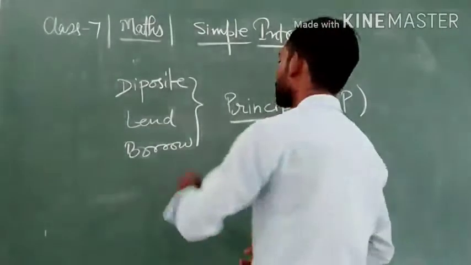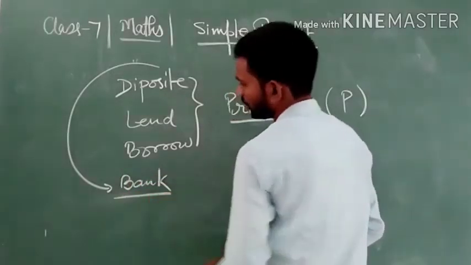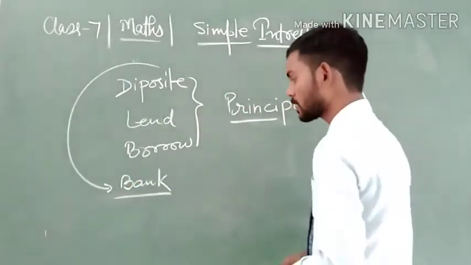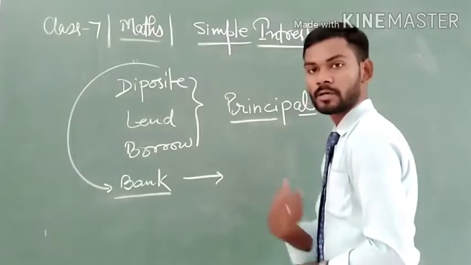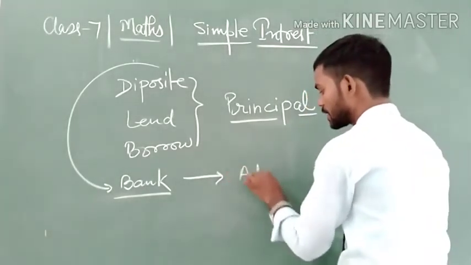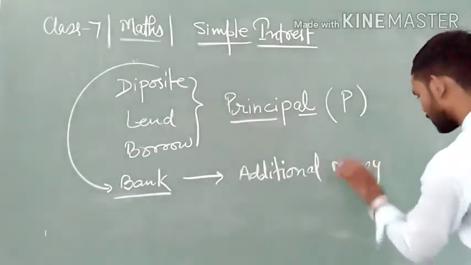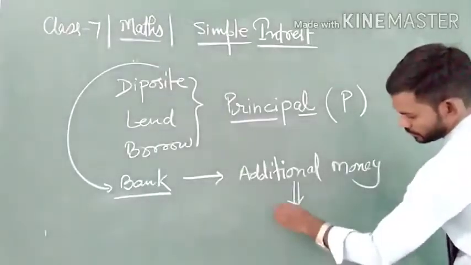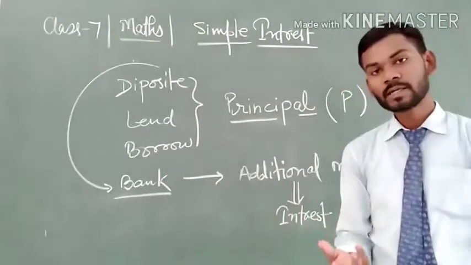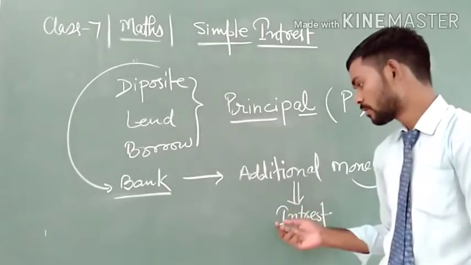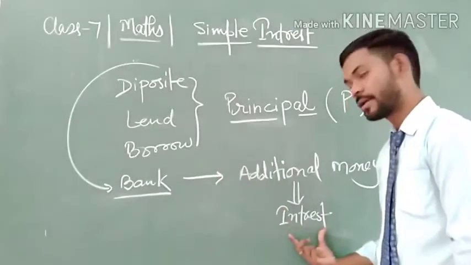Now, if we deposit the money in the bank, then the bank gives us some additional money on our money. This additional or extra money is called interest. This extra money, this additional money that the bank will give you when you deposit the money in the bank, is called interest.